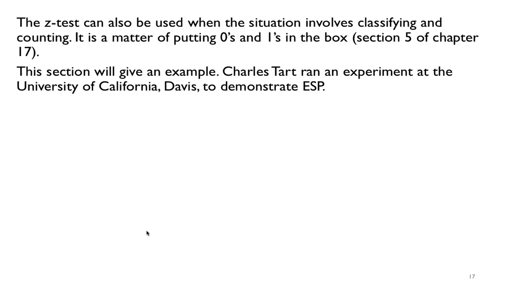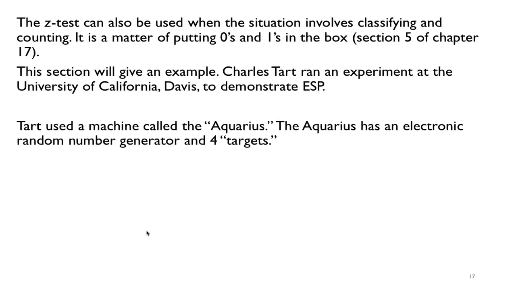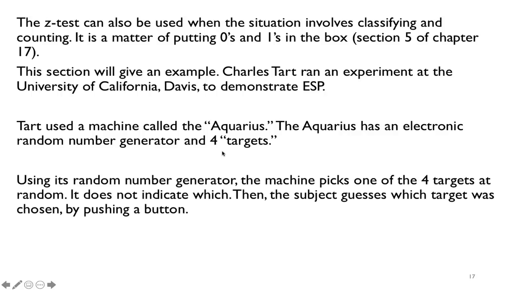So let's do another example. Let's say that we want to test. In fact, we have a researcher, Charles Tart, who is doing an experiment at UC Davis to demonstrate ESP. The idea that some people might have extrasensory perception is ESP. So we use a machine, a random generator called Aquarius, that generates four targets, maybe 1, 2, 4 or something. And then we're going to pick a person. The person's going to make guesses.